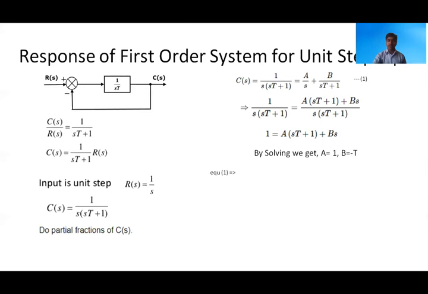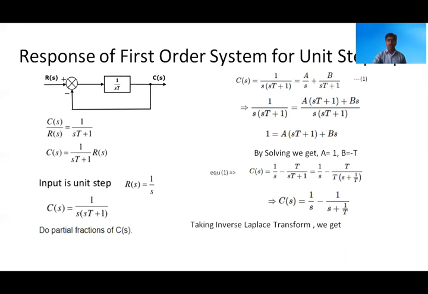Therefore, from the first equation, C(s) is equal to 1/s, because A is equal to 1 and B is equal to minus T, so minus T by (sT plus 1). That is equal to 1/s minus T by, in the denominator if you take T common, T into (s plus 1/T). Therefore, C(s) is equal to 1/s minus T cancels, therefore 1/s minus 1/(s plus 1/T).